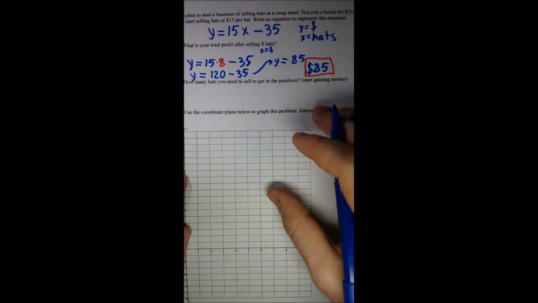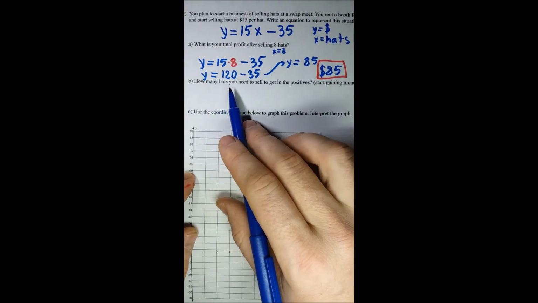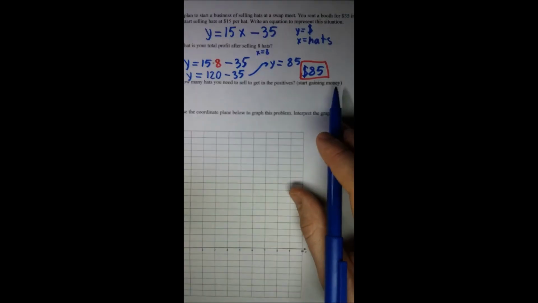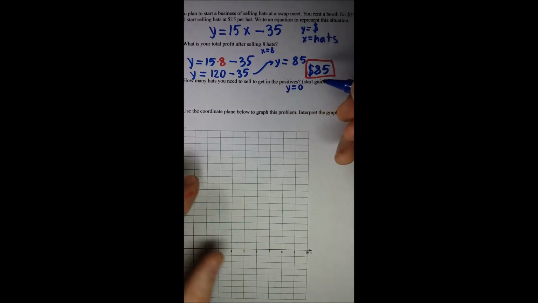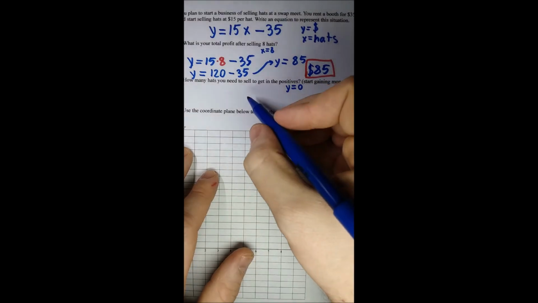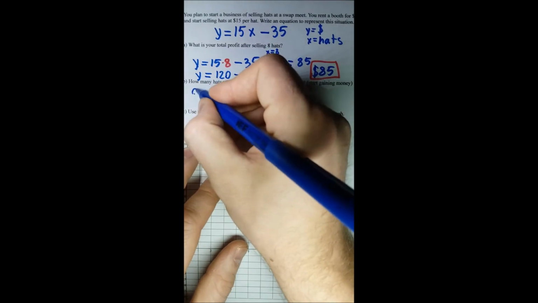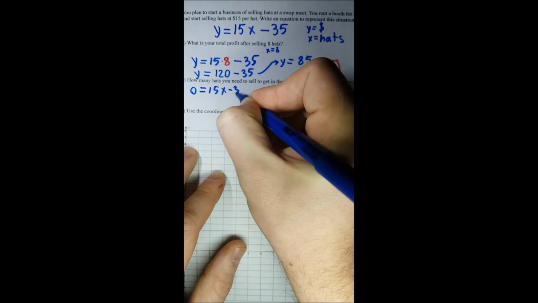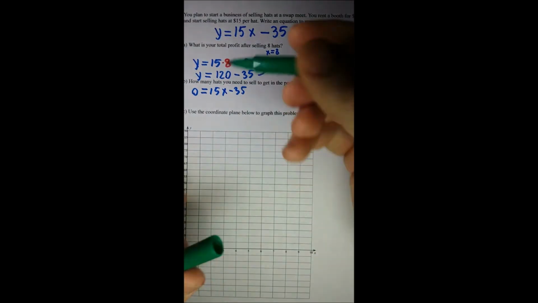Not bad. How many hats do you need to sell for B? How many hats do you need to sell to get in the positive or start gaining money? That means Y equals 0. Let's say the break-even point, and we're going to round to the nearest whole hat once we get to it. So it's 0 equals 15X minus 35.